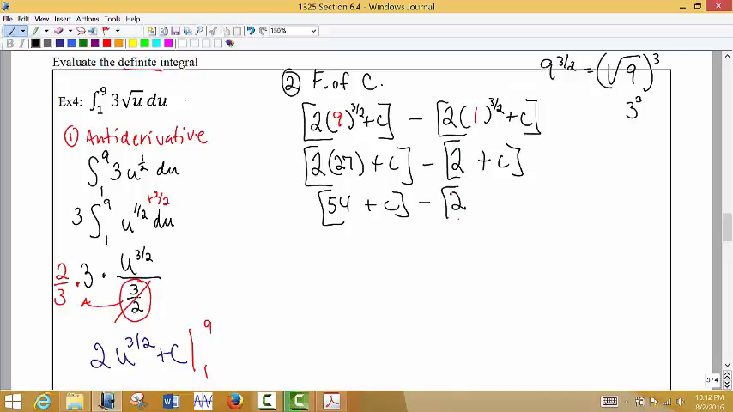Here's where we're going to talk about why we haven't written the c. Every single time that I do that, what's going to happen? Well, I'm going to do 54 plus c, and then I'm going to distribute the negative into the second bracket. I get minus 2 minus c. Because we're always subtracting, what in the end would happen with the c's is that this c and this c would always end up canceling out. So we'd always end up with a positive c and a negative c. So we don't write the c's anymore.